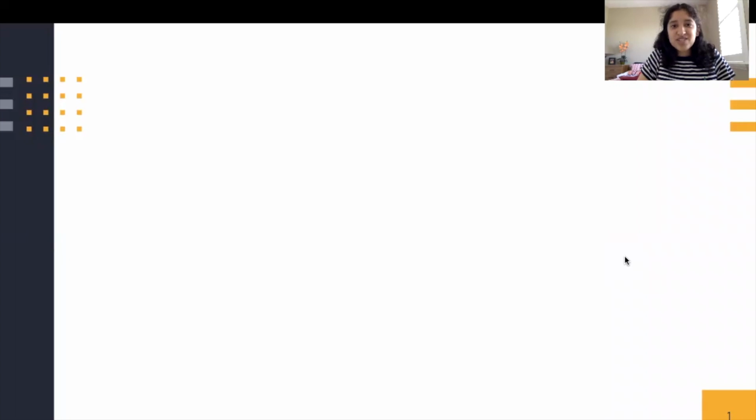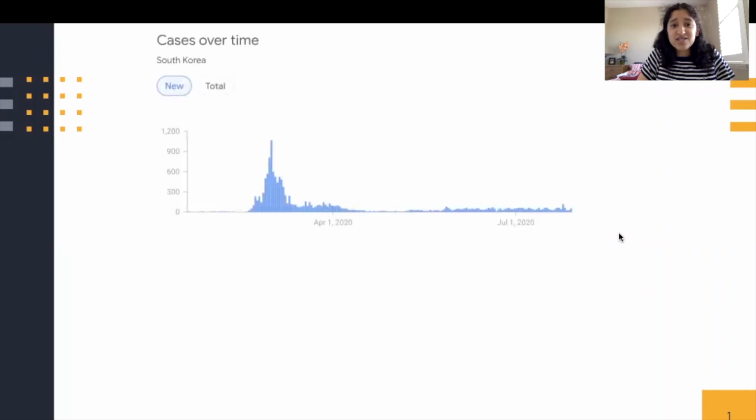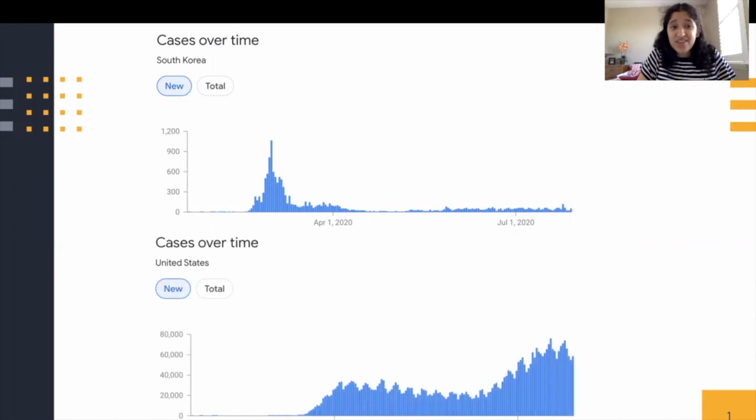Why does South Korea's graph of new cases look like this, while the US's graph of new cases looks like this? The main answer: contact tracing.